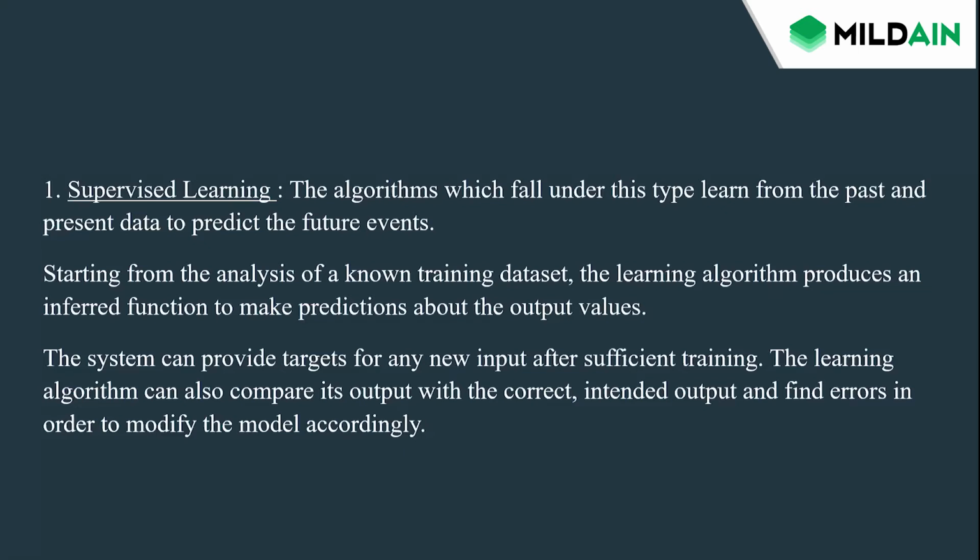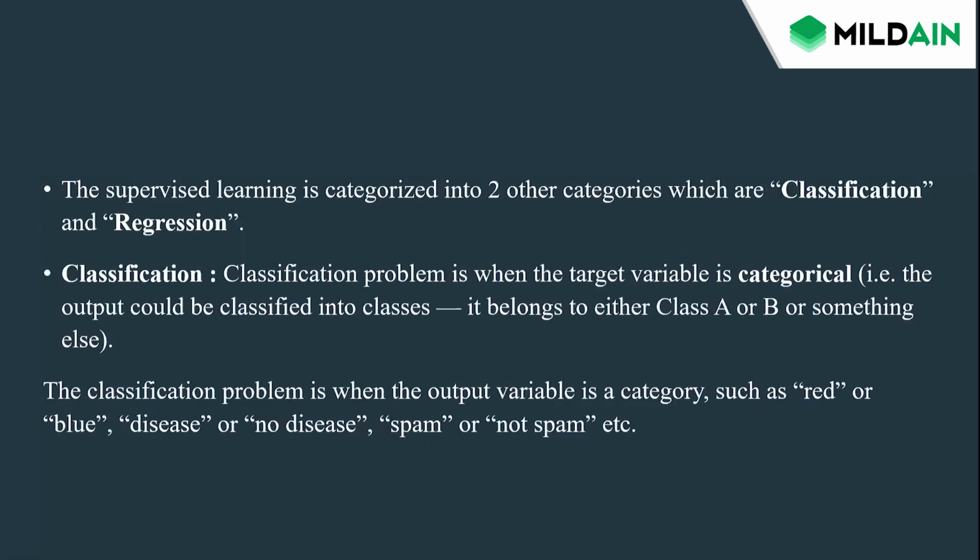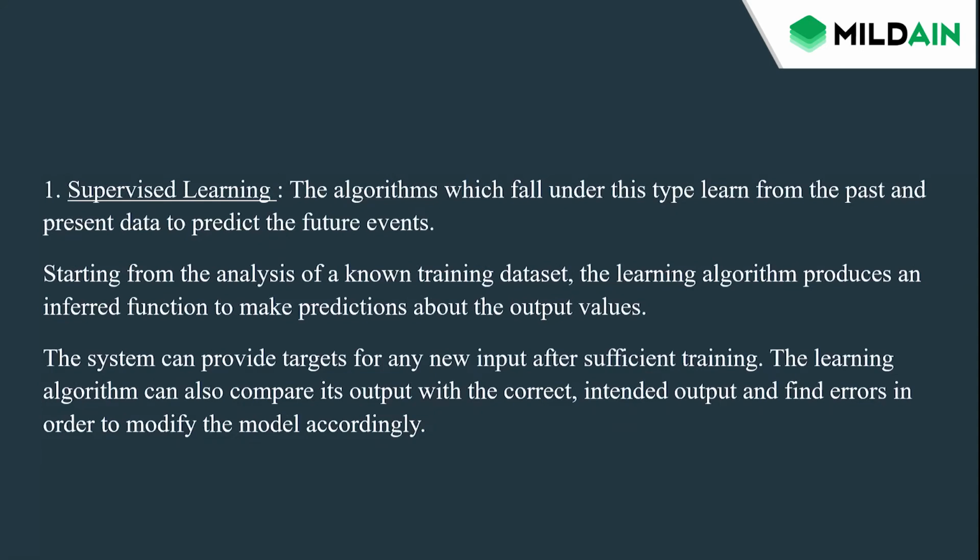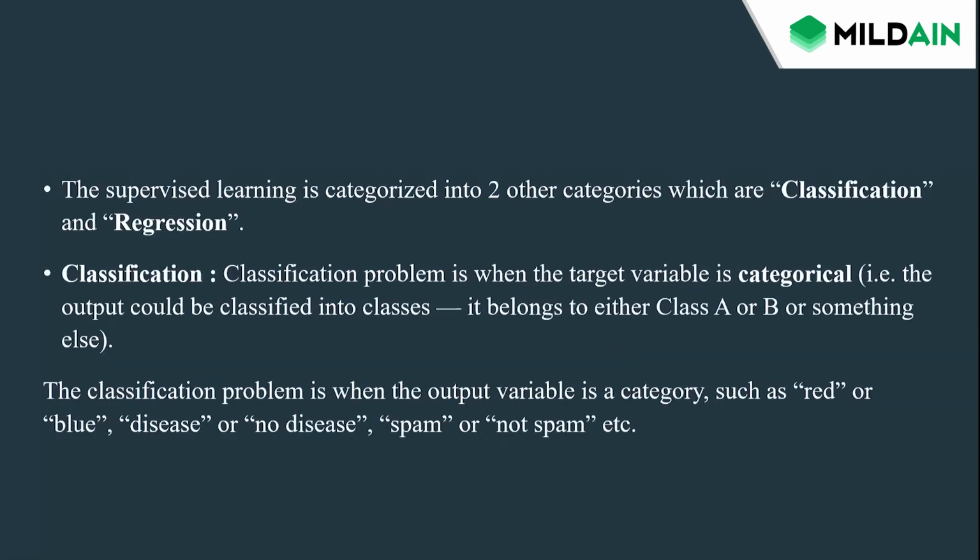Supervised learning is categorized into two. One is classification, another one is regression. Now we will go with the regression after this PPT. That is the prediction. A classification problem is when the target variable is categorical.